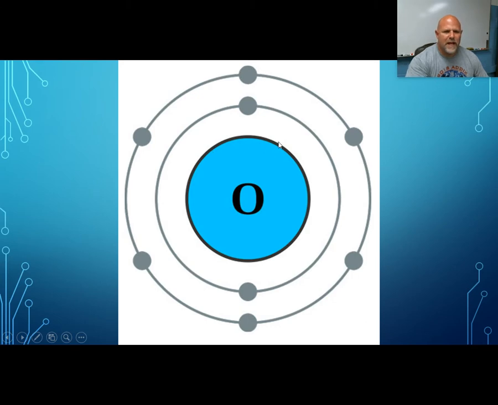For example, here's an oxygen. Oxygen has 6 electrons in its outer shell. It would like to pick up 2 more. Well, if it can share a pair of electrons, it's going to feel like it has 2 extra electrons.